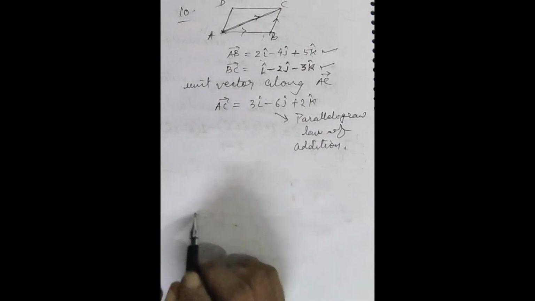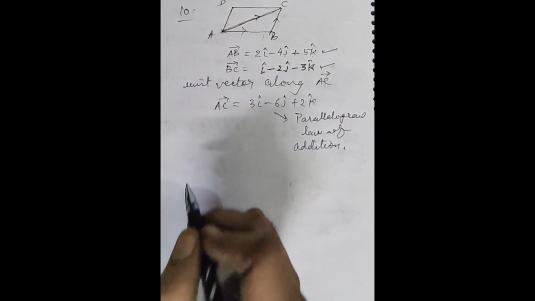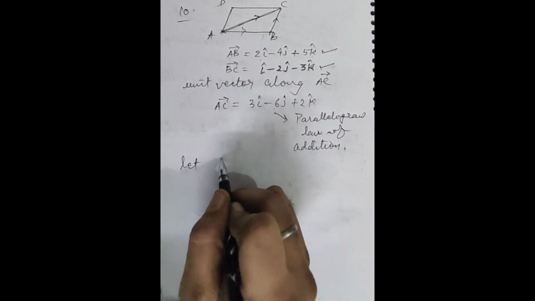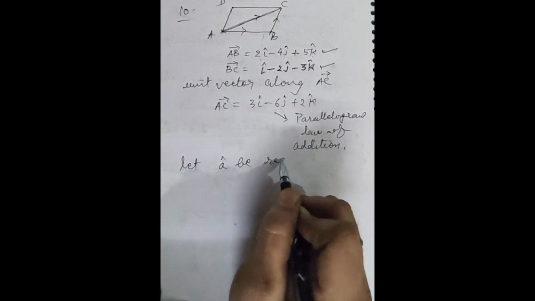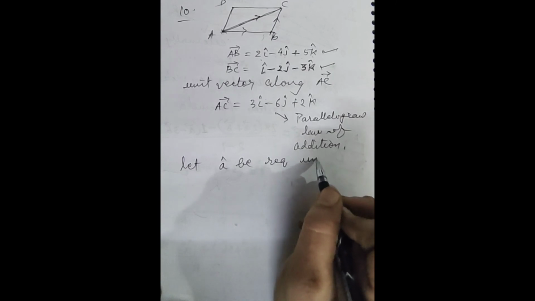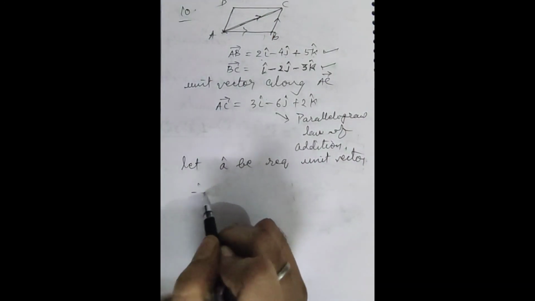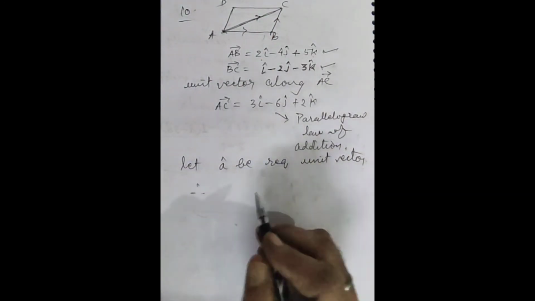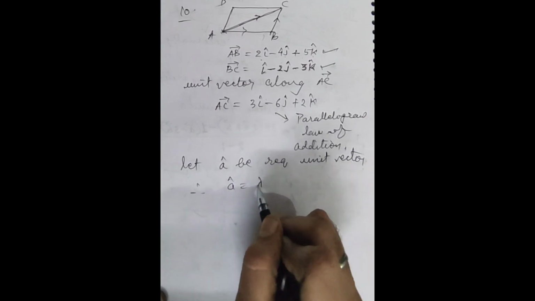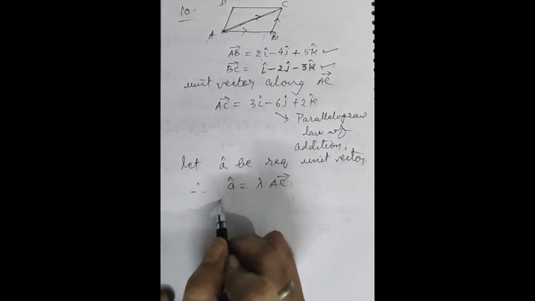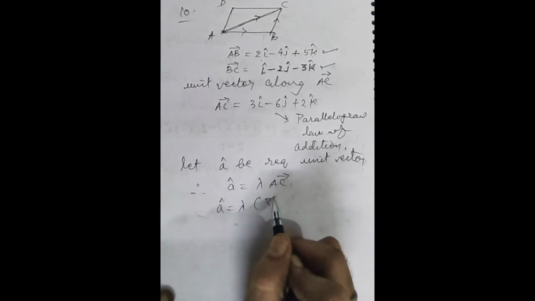Now what else? As we require a unit vector, first of all let that unit vector be some a cap. Now we are told we need this vector along AC. Along means it's collinear or parallel. We can say a cap must be lambda AC vector. The same theory we have used in previous cases. a cap can be written as lambda times 3i minus 6j plus 2k.